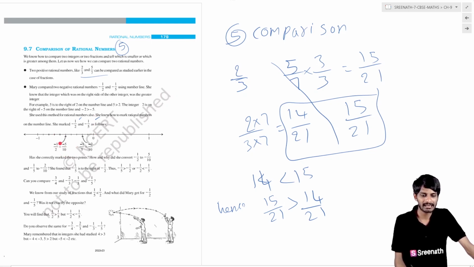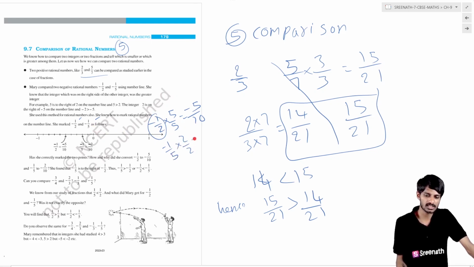So we can write minus 1 by 2 as minus 5 by 10. For minus 1 by 2, we have multiplied both sides by 5. So it becomes minus 5 by 10. So we get minus 5 by 10 as minus 1 by 2. Now the other one is minus 1 by 5. We multiply it by 2 on both sides, so minus 2 by 10. So what values are we finally getting? We are getting minus 5 by 10 and minus 2 by 10.